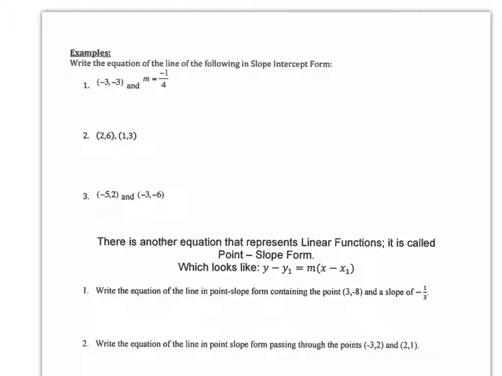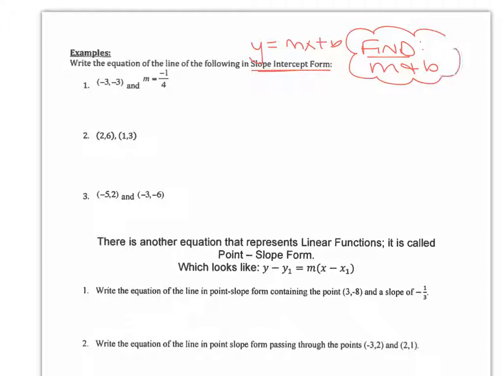Alright, so let's talk about writing equations of lines in slope-intercept form. Slope-intercept form is y equals mx plus b. So in order to write an equation of a line, I need to find m and b. So if I look at this number 1, does this problem tell me anything about m? Yes, it tells me it's negative 1 over 4. What about b? Nope, so I've got to plug in what I know.